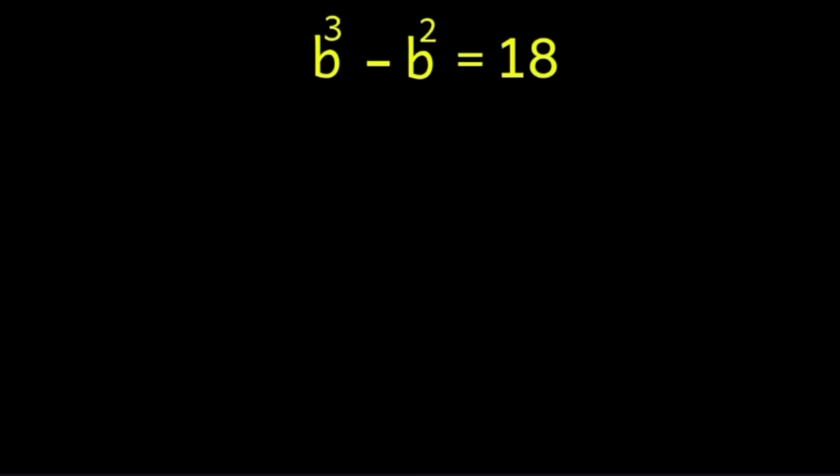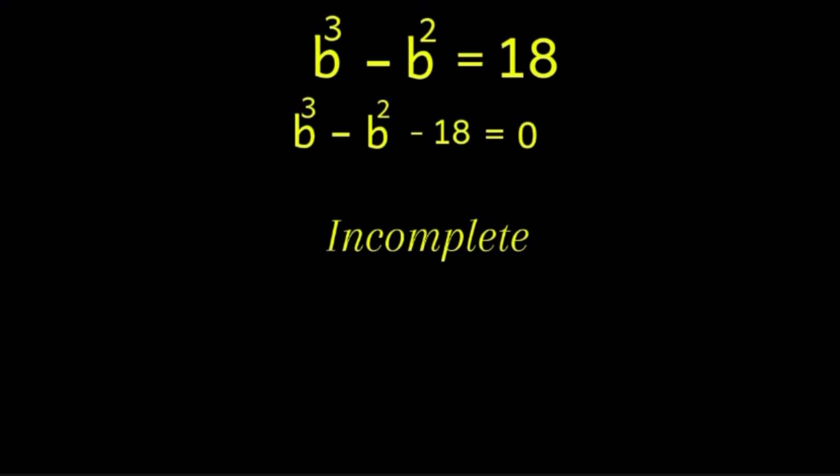First, let's move 18 to the left-hand side, so the equation equals 0. This gives us b cubed minus b squared minus 18 equals 0. Now, many students might try to guess the solution directly by plugging in numbers, but that method is risky and incomplete. Instead, we are going to use a more systematic approach that guarantees we find all the roots.